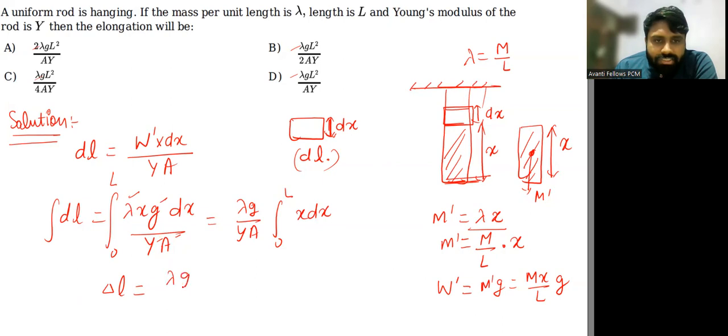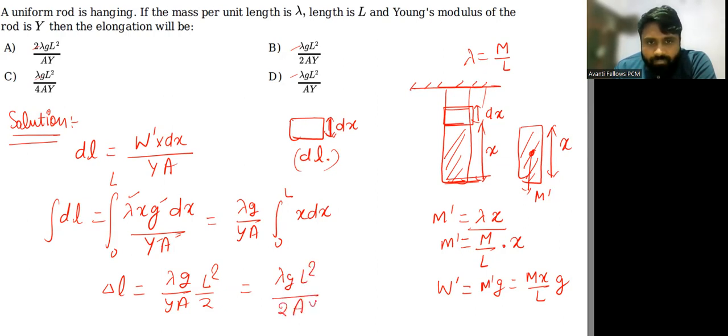It will be lambda g upon YA. Integration of x dx is x square by 2, and putting the limits L to 0 gives L square by 2. So it is lambda g L square upon 2AY. Okay, so option B is the correct option. So we have to consider a section from the bottom, and this bottom section will apply the load to this section, not the upper part.